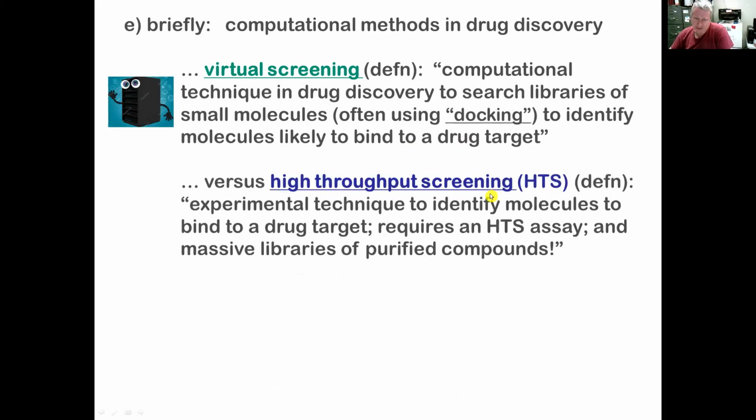Okay, if we're thinking about screening, drug screening, what's the alternative? High throughput screening is the traditional approach. The definition is an experimental technique to identify molecules that bind to a drug target. It requires a high throughput screening assay, and it requires massive libraries of purified compounds. So which is the cheap method?